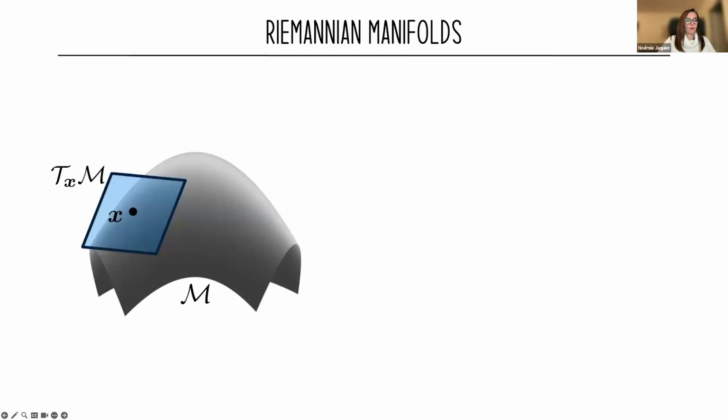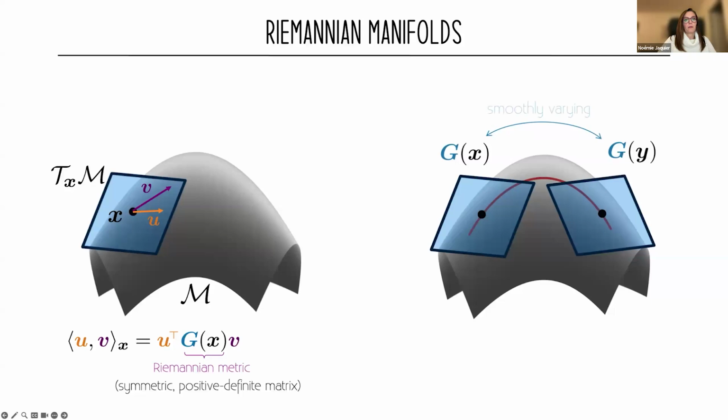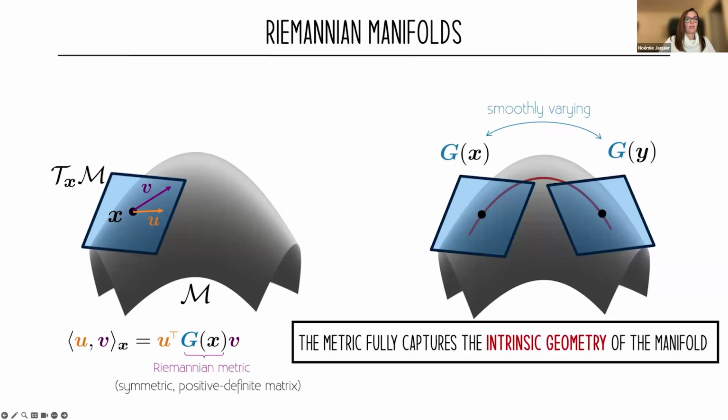This allows you at each point of your manifold to define a tangent space, which is a space that is linear and tangent to the manifold at a point. And on this tangent space, you can define what is called a Riemannian metric. This Riemannian metric is crucial because it gives you basically the entire intrinsic geometry of the manifold. So if you know this metric, you know everything you need to know about your space, essentially.